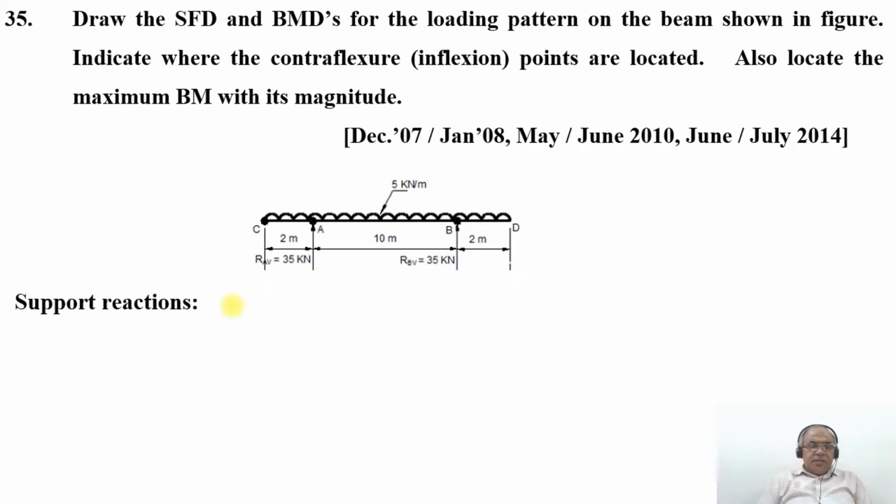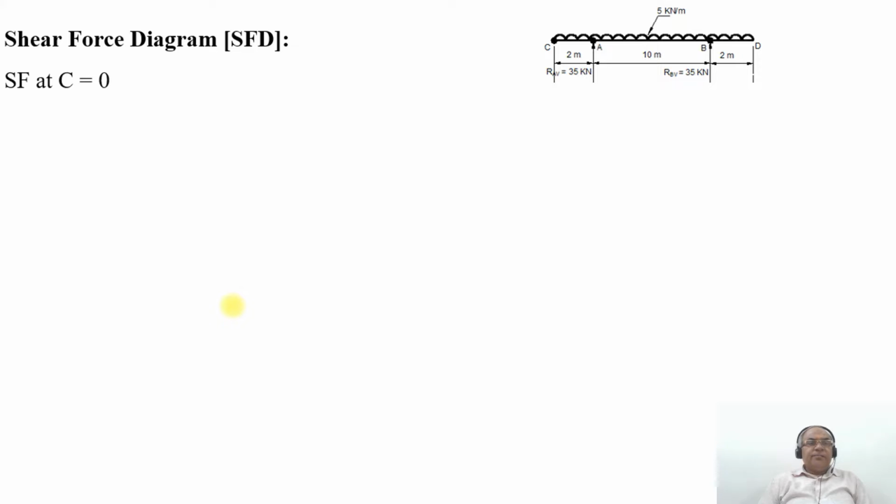Now we are going to take the support reactions. Due to symmetry, RAV will be equal to RBV. So that is equal to 5 into 14 by 2, which will be equal to 35 kilonewton each on RAV and RBV. Now we go for the shear force diagram.